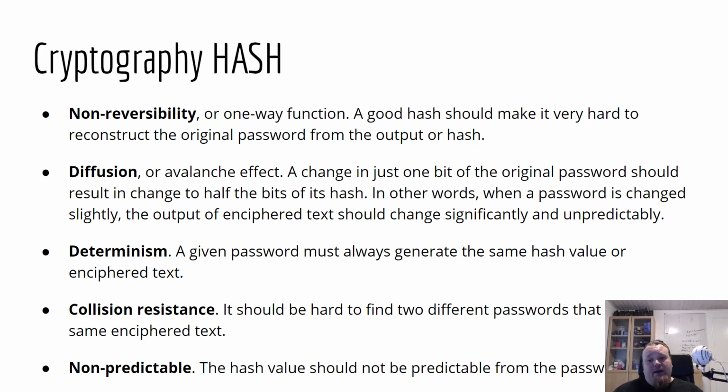Determinism. A given password must always generate the same hash. So basically, if you use the same hashing algorithm and you hash the word hello today and you hash the word hello tomorrow or a year later, it will always give you the same hash. Now, this is a very interesting thing because this gives you a particular purpose for hashing.